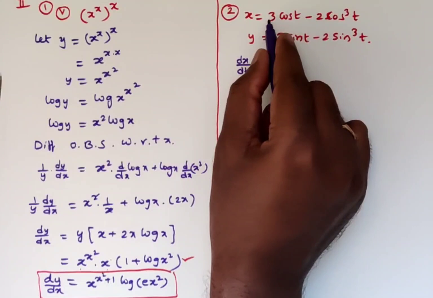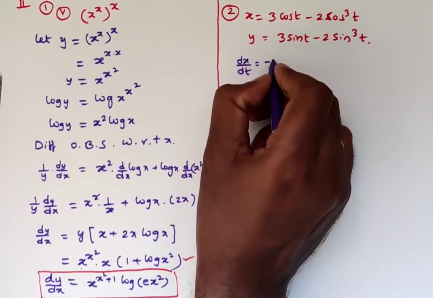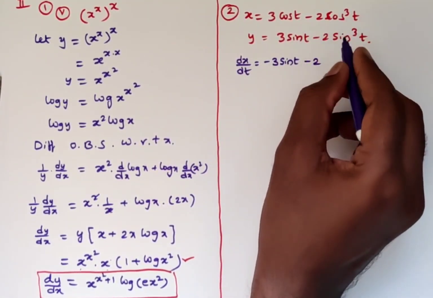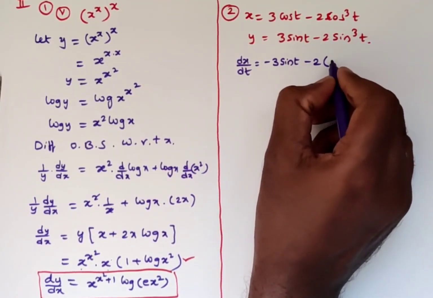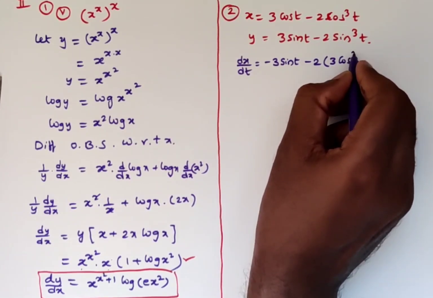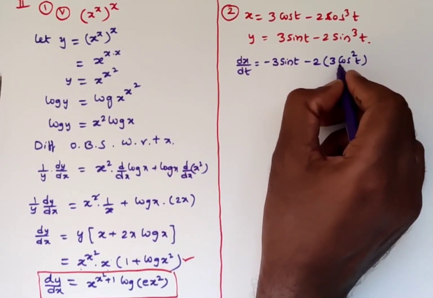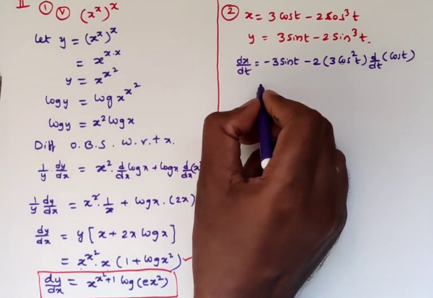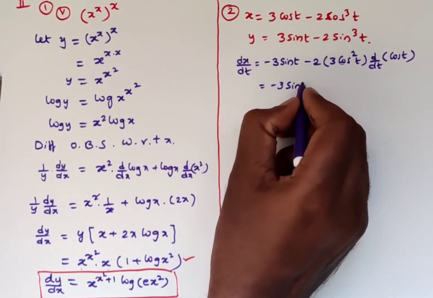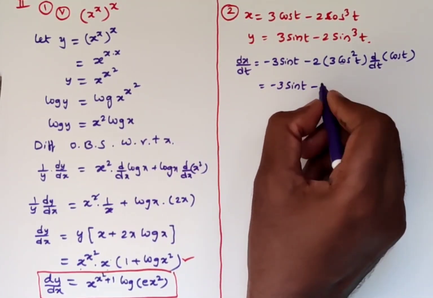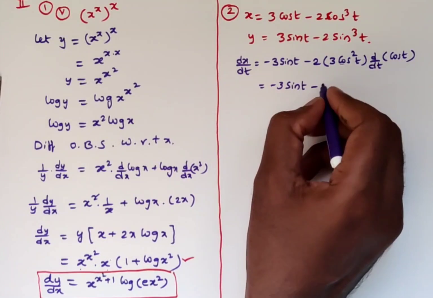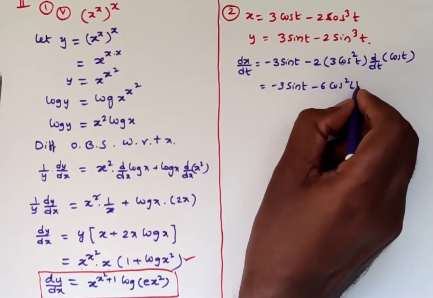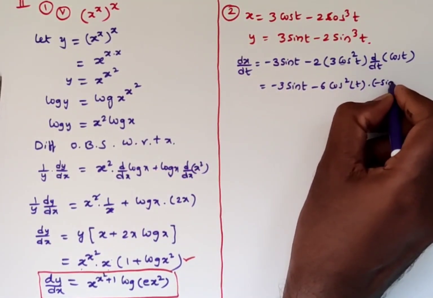So dx by dt equals, the derivative of cos t is minus sin t. So it is 3 into minus sin t, minus 2 into, then it is cos cube t. Like it is u power 3, right? So u power 3 means 3 into u to the power of 3 minus 1, into the derivative of cos t, this is d by dt of cos t. Now it is minus 3 sin t, and minus, and the cos t derivative is minus sin t. Or you can write it as 6 into cos square t into the cos t derivative, minus sin t.